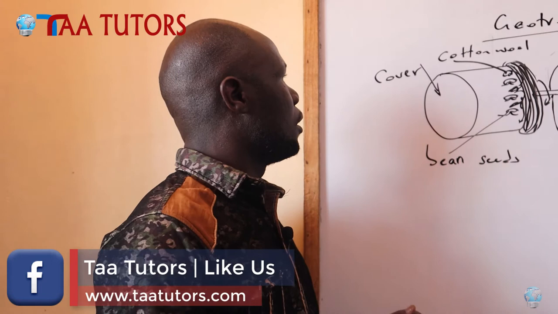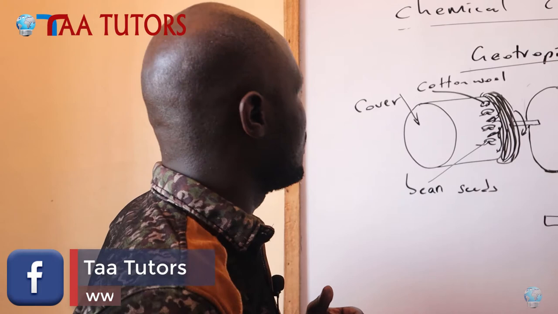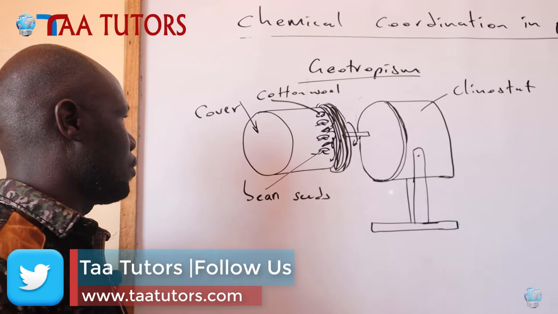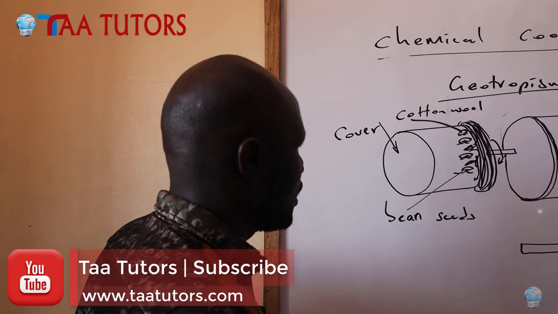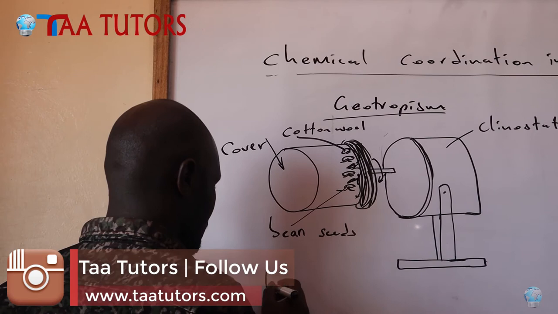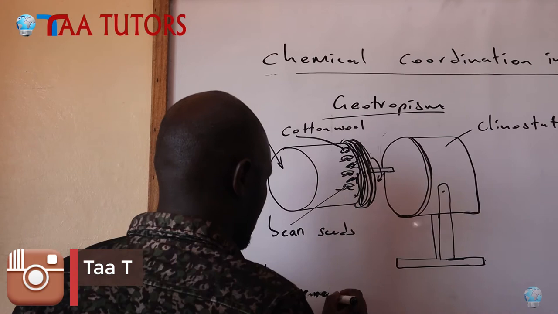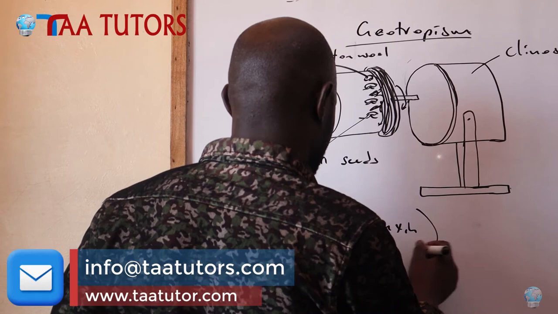Now I want us to have a look at the next growth response that occurs in the plant. That is geotropism, the growth response that is influenced by the force of gravity. So I want us to see how we can demonstrate this and let us see how it works. Now the first thing that I want us to understand before we go further is that our main concentration here is on the hormones. These are the growth chemicals, and in this case we are talking about auxins.